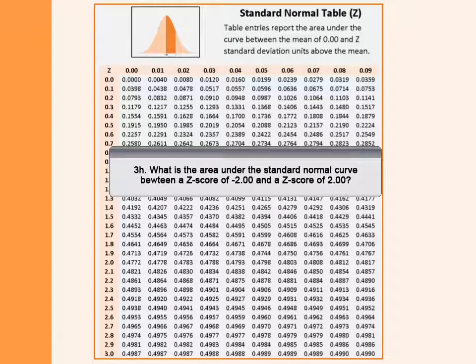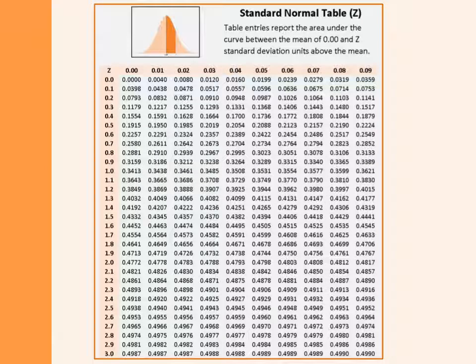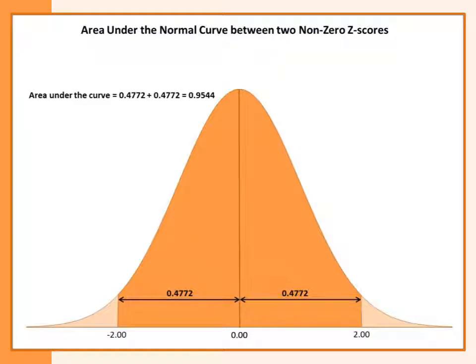For item H, we find the area between minus 2 and plus 2 z-score units, and again, because the absolute value of minus 2 is 2, we again look up only one z-score value. So we highlight the row that reports z-score of 2.0 and the column that reports 0 hundredths, and we see the value of 0.4772. Placing both z-score values on the normal curve, we see that 0.4772 proportion of the curve falls between the mean of 0 and a z-score of minus 2, and the same proportion of the curve falls between the mean of 0 and plus 2.